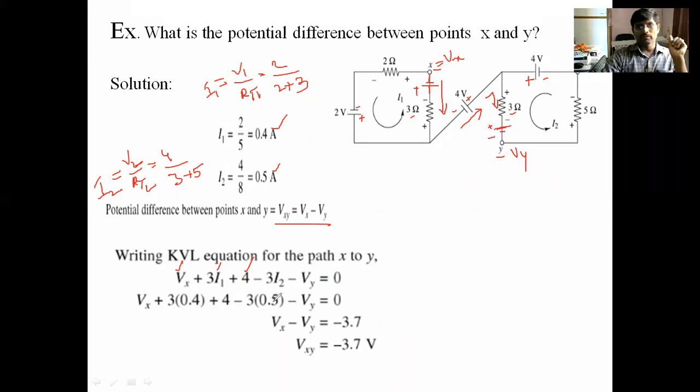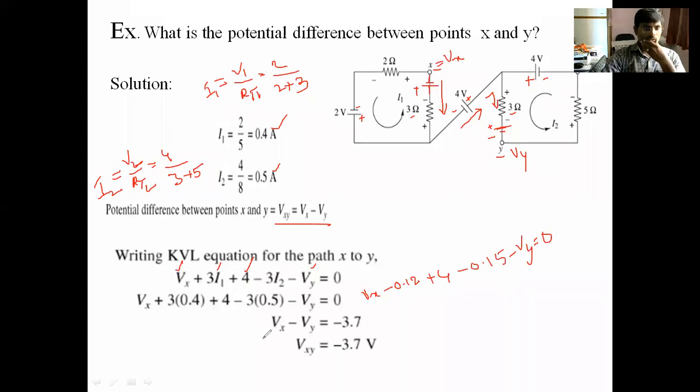Okay, Vx minus Vy. Then you substitute all the values. Vx plus 3 into I1, which is 0.4, plus 4, minus 3 into I2, which is 0.5, minus Vy is equal to 0. So Vx minus Vy, from this, we will get minus 3.7. Here Vx, minus 0.3 into 4, 12, plus 4, minus 0.15 minus Vy is equal to 0.